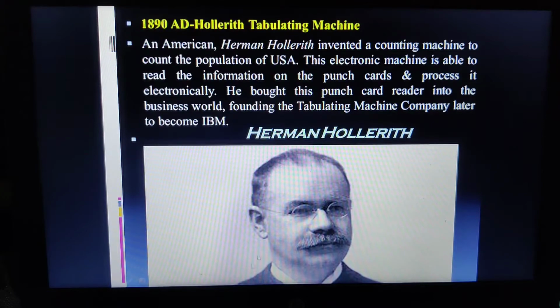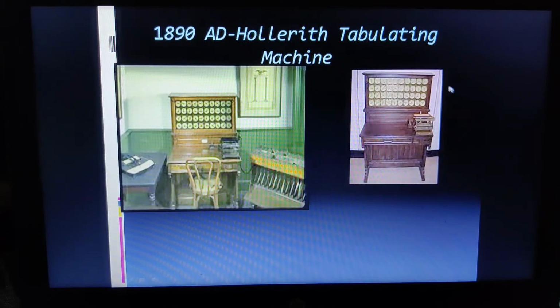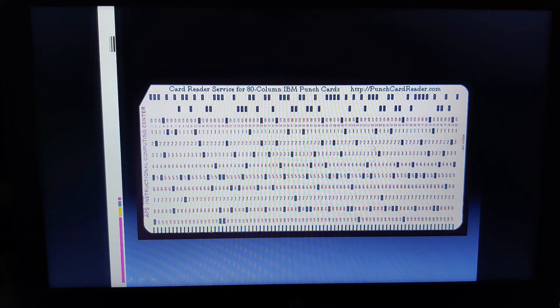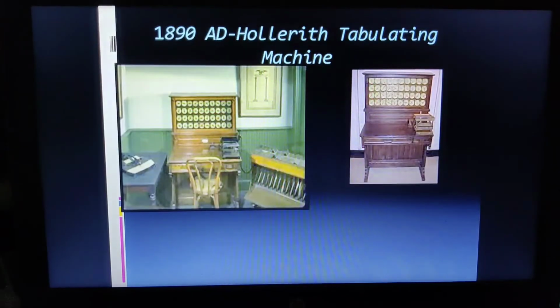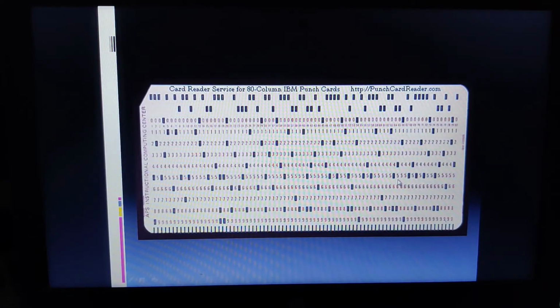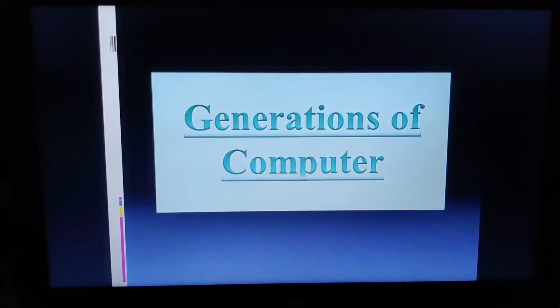So Herman Hollerith invented a machine known as the tabulating machine. It was an electronic machine, invented to count the population of the USA. This machine was able to read and process the data by using punched cards. These are the punched cards which were also used in Jacquard's loom, isn't it? Later, Herman Hollerith brought this punch card into business, and he laid the foundation for the Tabulating Machine Company, which is now popularly called the IBM company.